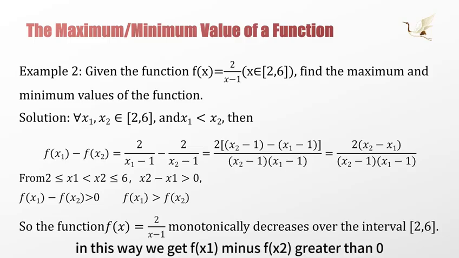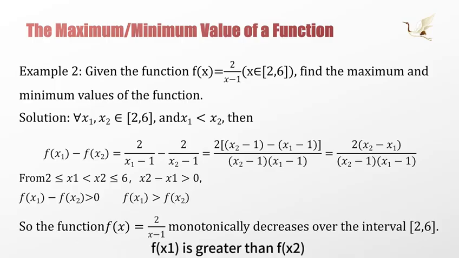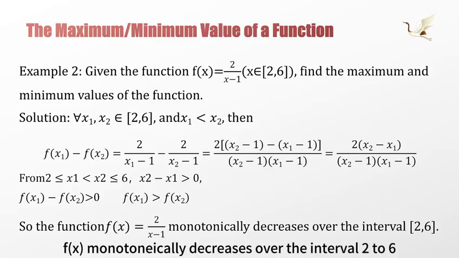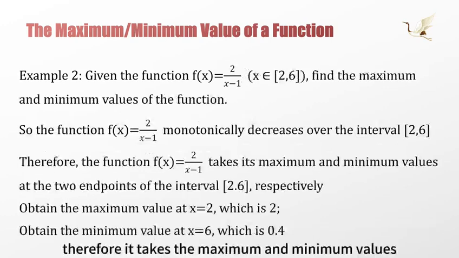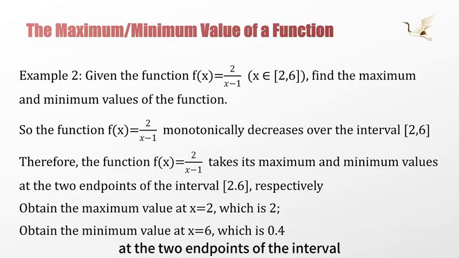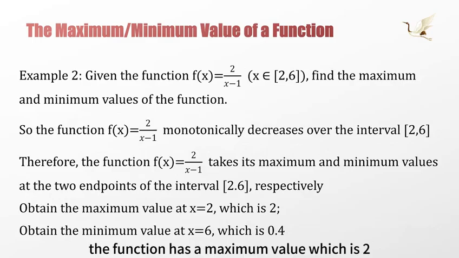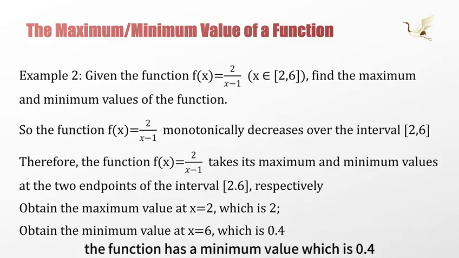In this way, we get f(x1) minus f(x2) greater than 0, so f(x1) is greater than f(x2). In this way, we prove that the function f(x) monotonically decreases over the interval 2 to 6. Therefore, it takes the maximum and minimum values at the two endpoints of the interval. When x equals 2, the function has a maximum value, which is 2. When x equals 6, the function has a minimum value, which is 0.4.